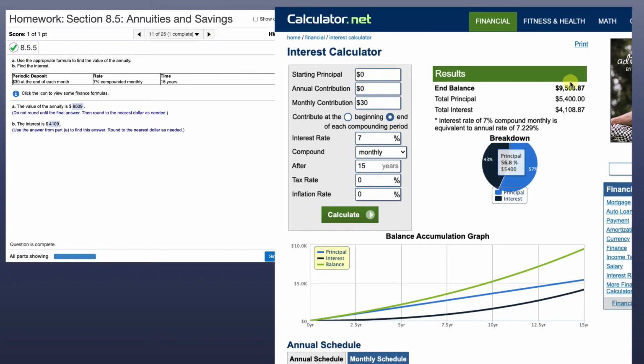there it is. 9,508.87. So again, I'm going to round to 9,509, which means the interest rounds to 4,109. Okay, so there's getting those two answers out of the website.